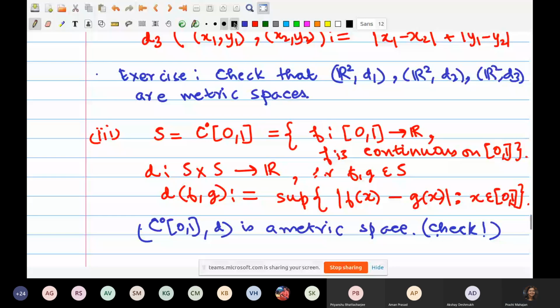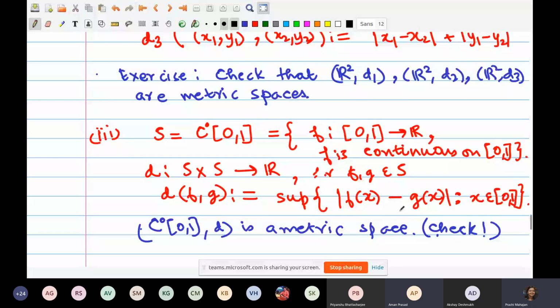Ma'am, why did we take the supremum? See, if we don't take the supremum, you have this absolute value of f(x) minus g(x), and you compute this for each x. Now the output depends on x, and on the left hand side I don't want a dependence on x. As x varies, the output varies. So one way to get rid of that is to take the supremum. Okay, ma'am. Got it.